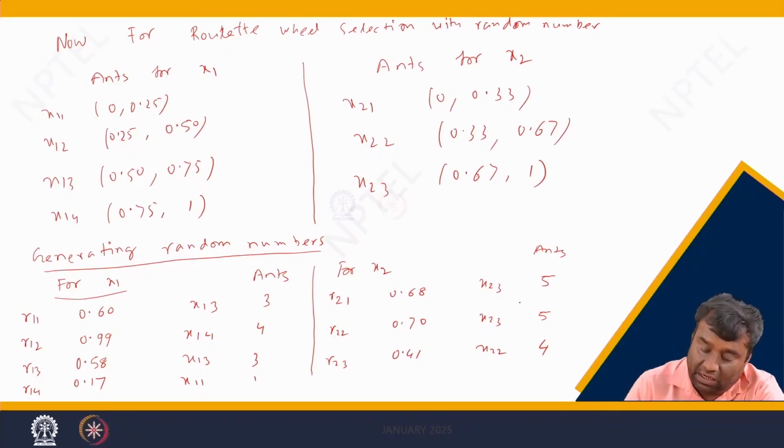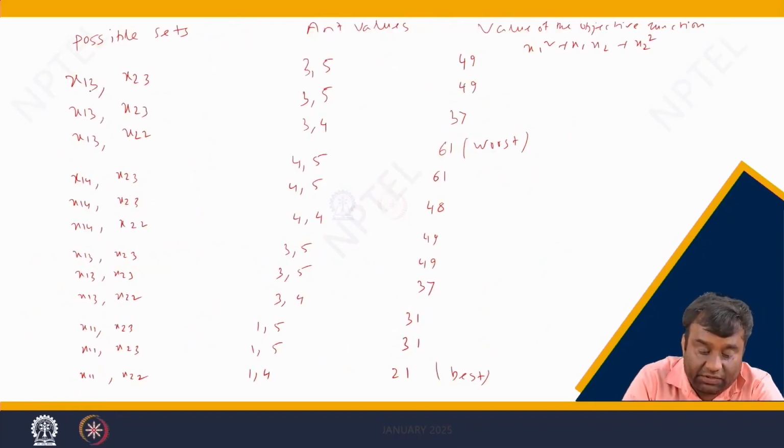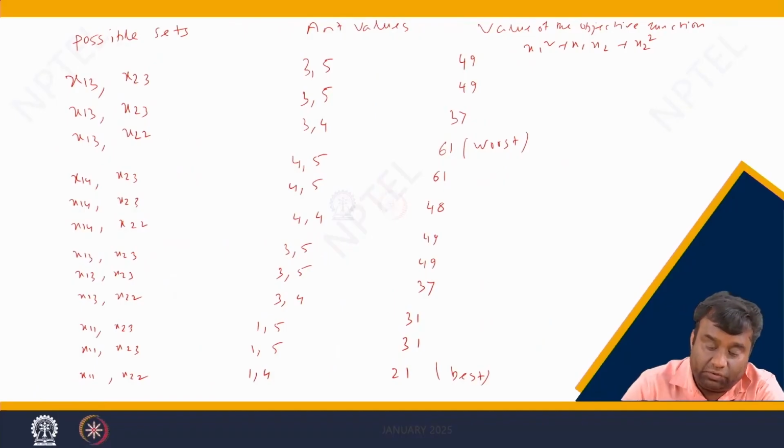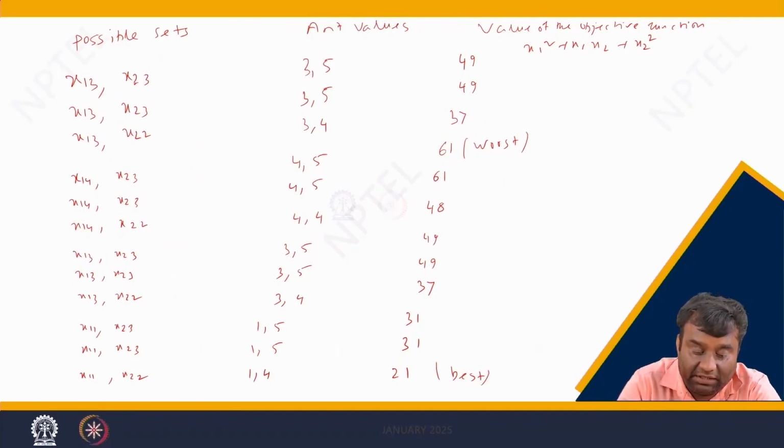So here are 3 ants, here are 3 ants, here are 4 ants, so the total possible solutions are 12. The possible sets of solutions are x13 with x23, x13 with x23, x13 with x22, and so on, through x14 and x11 combinations. Just like a Cartesian product, so we got 12 solutions. The values here are 3 and 5, for x1 it is 3 and for x2 it is 5.